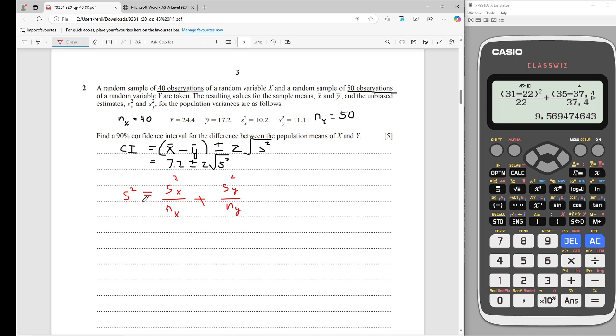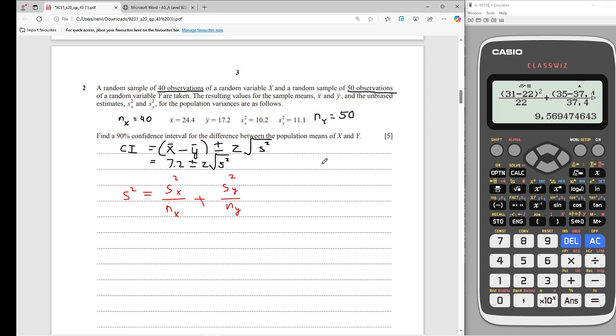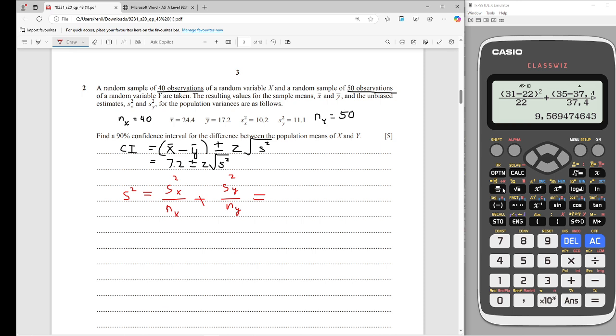And the reason we don't use the s2p, which is the pooled estimate, is because it says that the unbiased estimates for the population variances are as follows. Nowhere does it mention that the population variances of x and y are equal. If they were equal, then we use the pooled variance formula. In this case, we should not, because the variances are not assumed to be equal. And now we can just plug in our values.